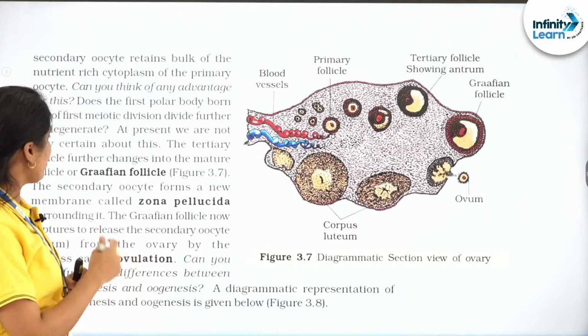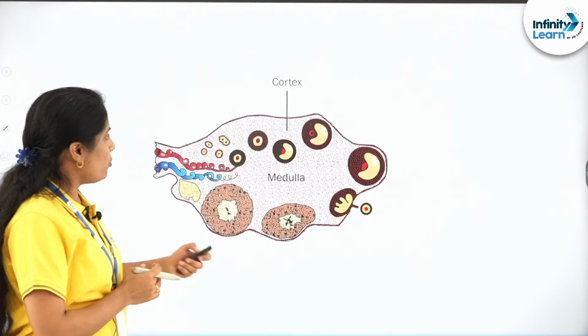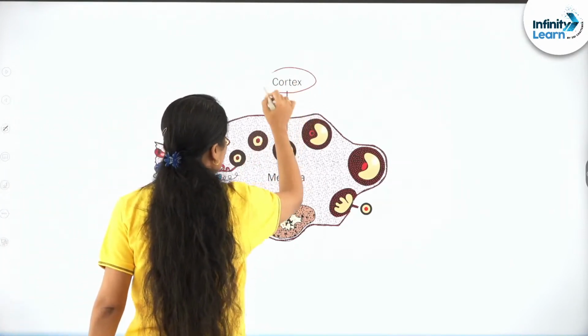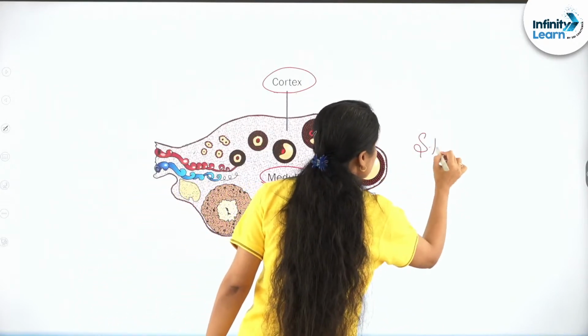So when we look at the oogenesis part, so far in the ovary, this is the cortical region and this is the medulla region. Together, what is it called? Stroma.